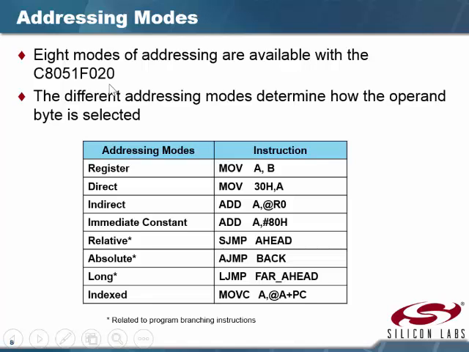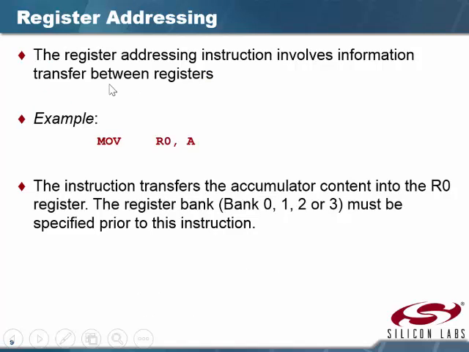These 4 down here are actually used predominantly for branching instructions. This is a short jump, an absolute jump, a long jump, and this is an index, which is a combination of multiple ones. This says move into A whatever is at the address A plus the program counter. We'll see there are various versions of that. So these are our 8 addressing modes, and we have an example of each.